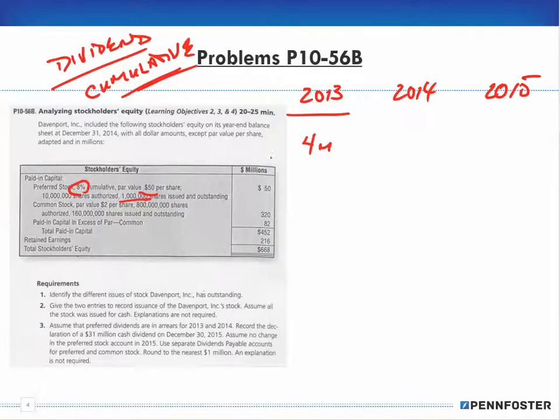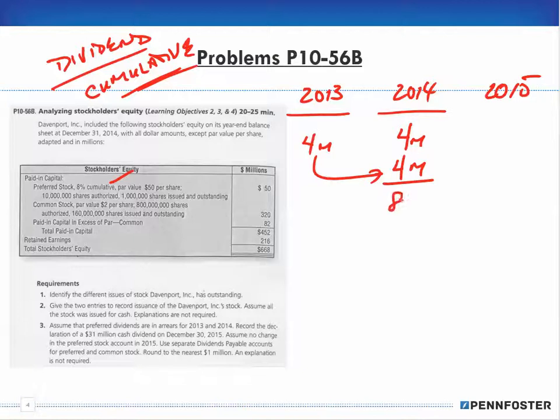And so now this is cumulative stock, right? So that means if it hasn't been paid, it's still owed in the next year. So when we come to the year 2014, the amount that's going to be owed in 2014 is still going to be 4 million, right? But since it's cumulative, this 4 million is still owed from 2013.